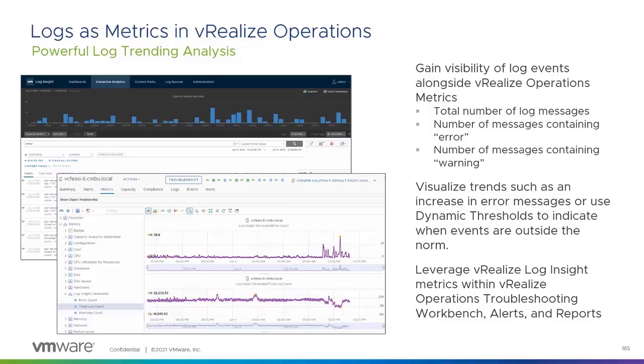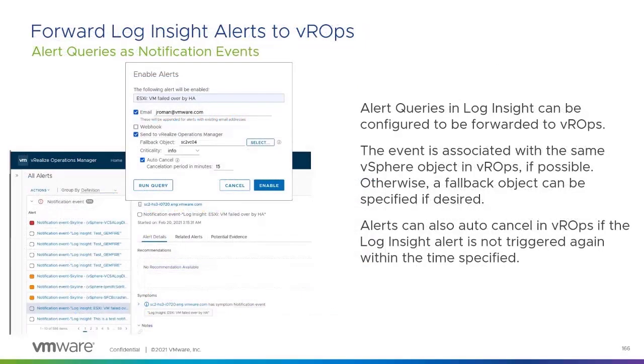Metric logs are available for vSphere objects, and you can find them in the Metrics tab under the Log Insight Generated category. And you can also use them in reports, dashboards, supermetrics, alerts, basically anywhere you would use metrics and properties, to add log analytics to your monitoring tool belt.